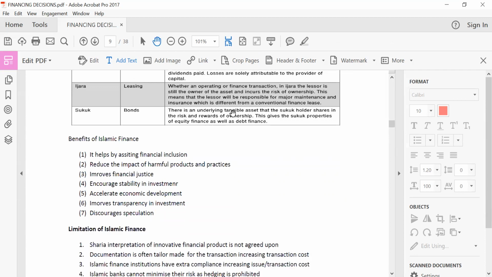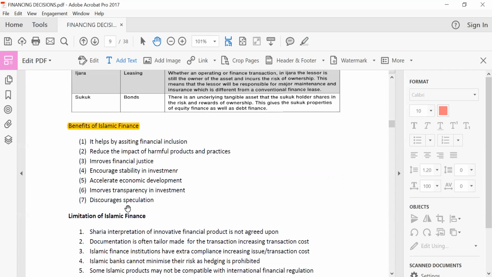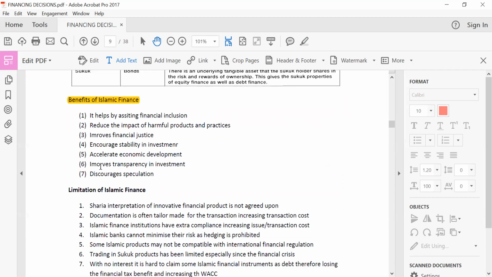Let's move on to the benefits of Islamic finance. Benefits of it has been examined by the CA 3 times. You have to be very careful with that, right? Benefits of Islamic finance. So you can read that one. It helps by assisting financial inclusion, reduces the impact of harmful products and practices, improves financial justice, encourages stability in investment, accelerates economic development, improves transparency.